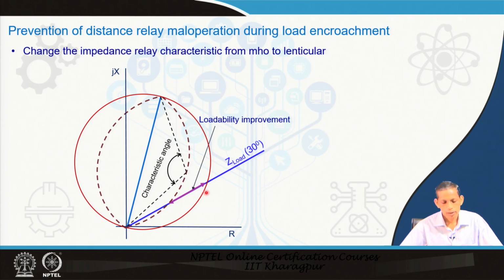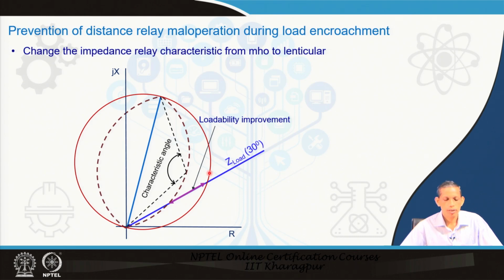What you see is that this is the load line perspective, and below this is the expected load. This line segment, from this lenticular point to this circular point on this load line with an angle of 30 degrees, is the gain, the loadability improvement, by considering lenticular characteristics instead of circular mho characteristics.